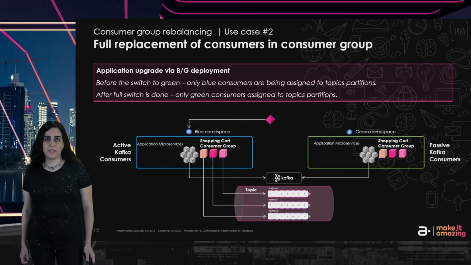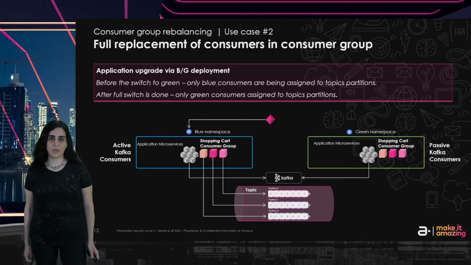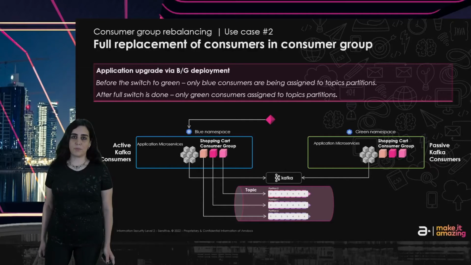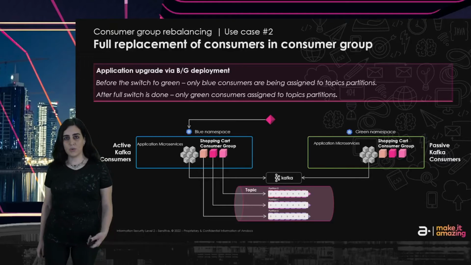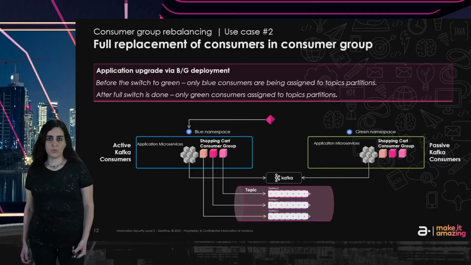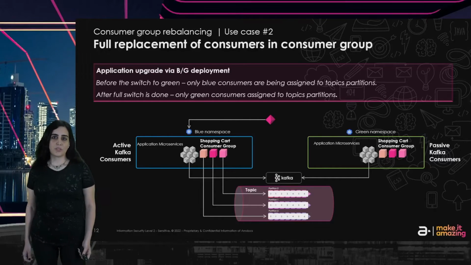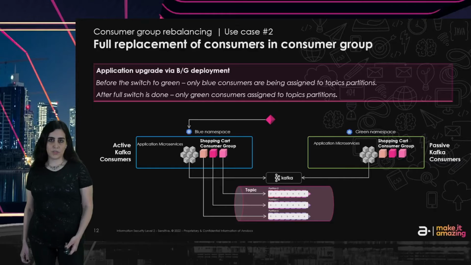Another scenario is a full replacement of consumers in a consumer group. Here we can take, for example, the scenario of an application upgrade via Blue-Green. We have the blue namespace, which is our production environment. All the production traffic goes here, and it's connected to backend services, in this case the Kafka cluster. Now we want to deploy our new application version to production, but we don't want downtime, so we deploy our new version in a different environment. This is the green namespace.